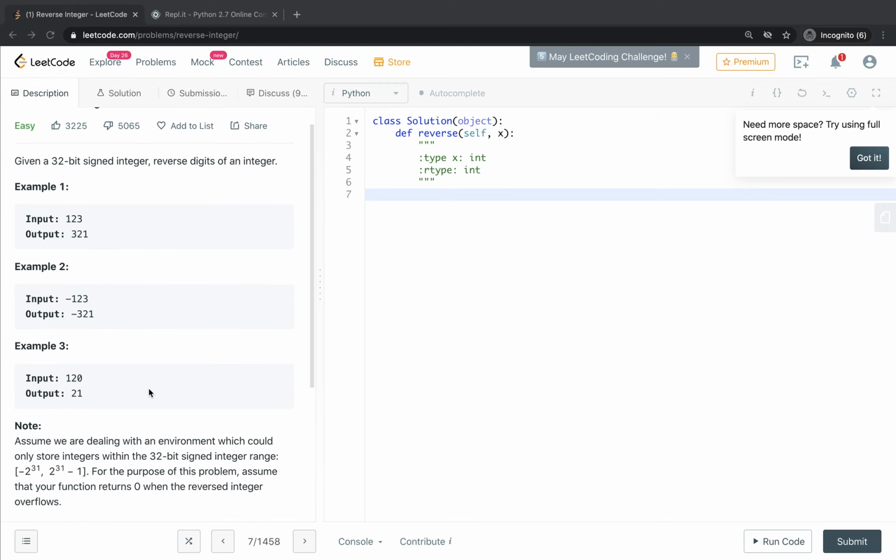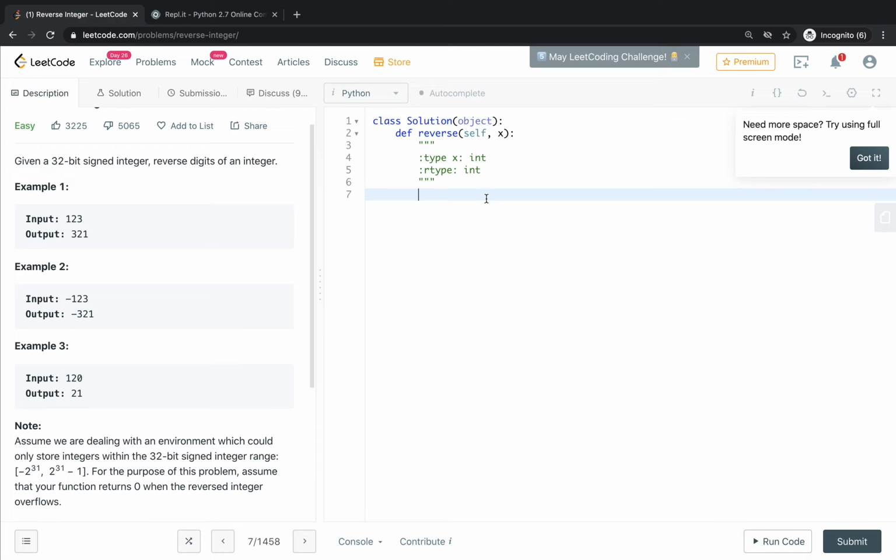And then we have one other constraint here that we're in an environment which can only have 32-bit signed integer range, which is from negative 2 to the 31 to 2 to the 31 minus 1. So technically what this would mean is if you're in a system like this, then all of your intermediate values while you're calculating cannot be outside of this range. So we'll talk about that in a little bit.